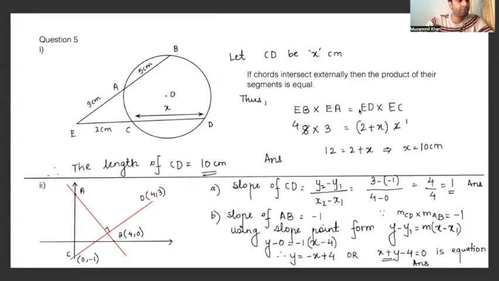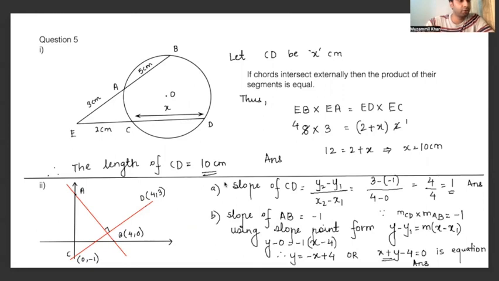Next, question 5, the first part. Again, a very simple question based on intersecting chords and intersecting each other externally. So everybody must be aware of this result. So EB into EA is equal to ED into EC. And then we had to assume this unknown chord CD as X. And therefore, this entire secant ED would be X plus 2. And then on substituting the values correctly, we will get the value of X as 10.